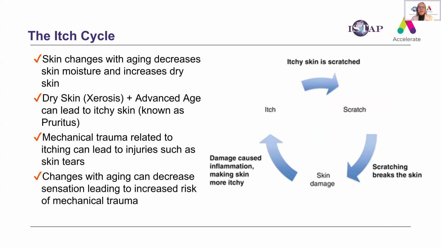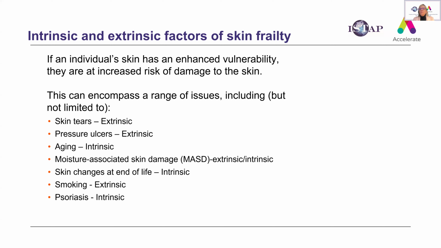So I like this slide, the itch cycle, because it talks about how when our skin changes with aging, we have that decreased moisture and we have increased dryness. And this leads to people scratching the skin. And as they scratch the skin, we get that mechanical trauma that can cause injury and also typically skin tears. And also with the decrease in sensation as we age, that risk gets increased for our mechanical trauma. And fingernails are not the cleanest part of our body either. So when they scratch with dirty nails, there's a higher risk of infection.